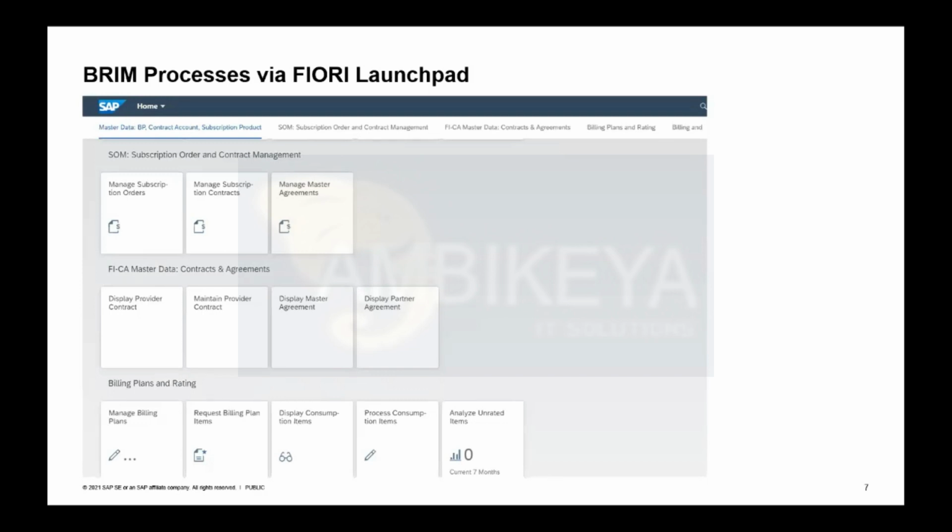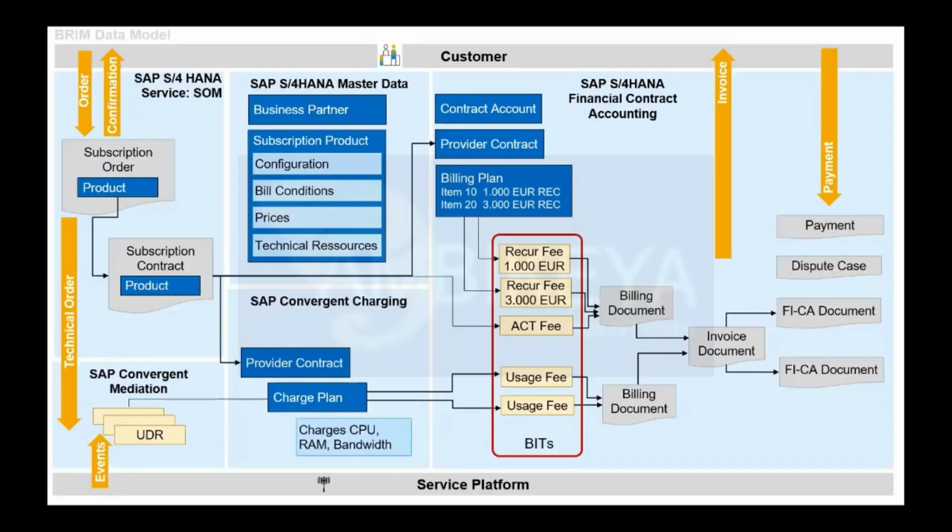So we have the complete process in BRIM, starting from the order and ending with reporting to the general ledger in this training. And we are able to run this completely via Fiori now. Now I have brought with me one picture out of the training material. That is the BRIM data model, to give you an overview of where the process steps are located.